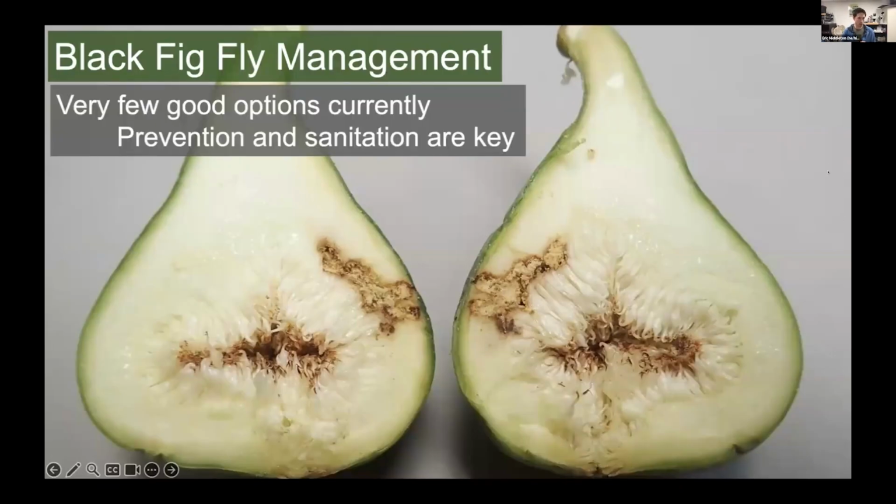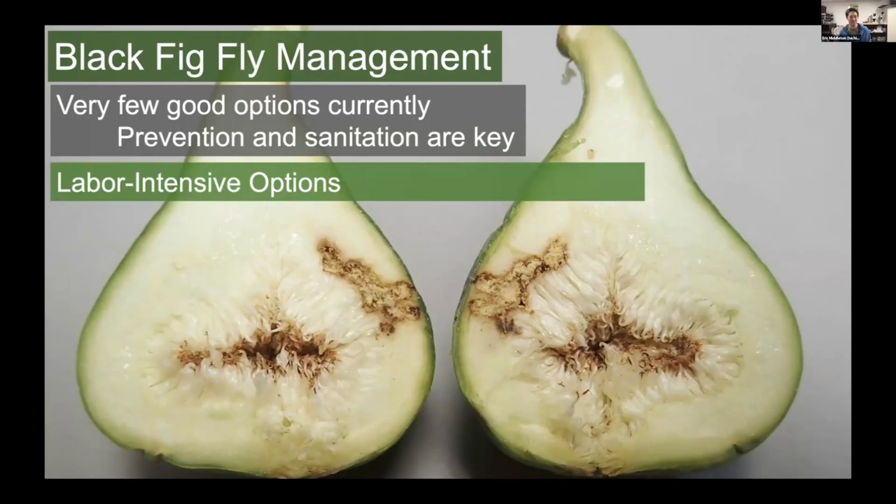There's very few good options currently, and that means that prevention and sanitation are key. So I don't imagine most of you are fig growers. If you are, this is of course very important. I hope you're already aware of this, but a lot of people have figs growing in their backyards around here. A lot of people who I deal with in Southern California are either small scale fig producers or people who just have this in their backyard and they're looking for ways to try to manage this. So unfortunately, a lot of this is going to be geared more towards small scale producers because it's labor intensive.